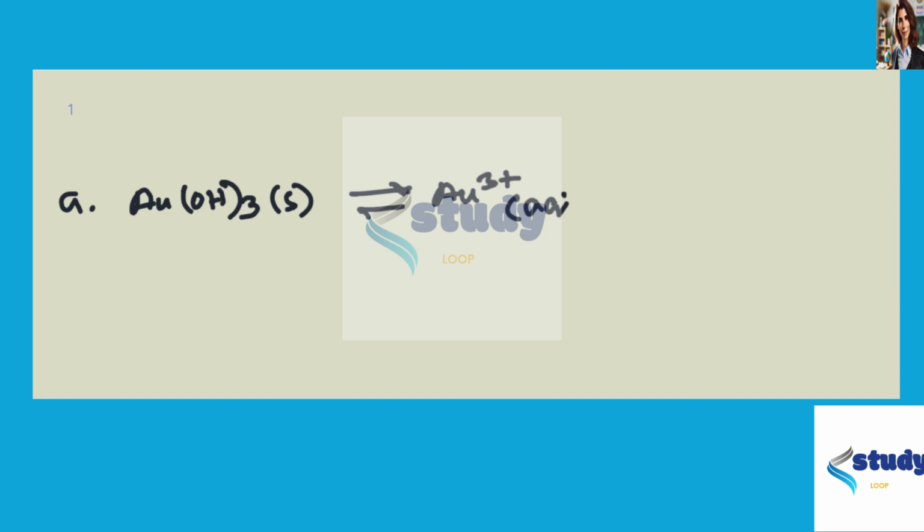So in the first part of this problem, we have to find out the solubility of AuOH3 in pure water. So in pure water, AuOH3 will be dissociated as Au3+ plus 3OH-.